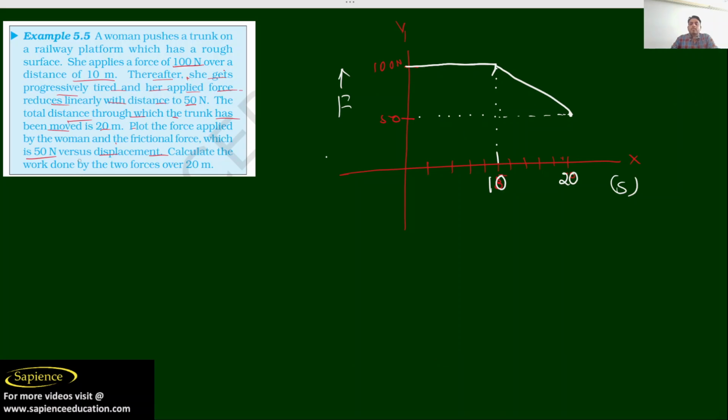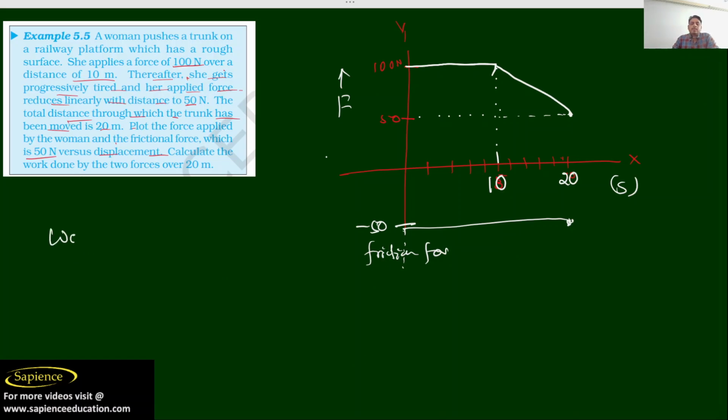Now, a friction force of 50 Newton is acting. As we know, friction force always acts constantly because the object is moving. So let us consider this is minus 50 Newton and it is your friction force. Friction force will always act constantly here, until there.